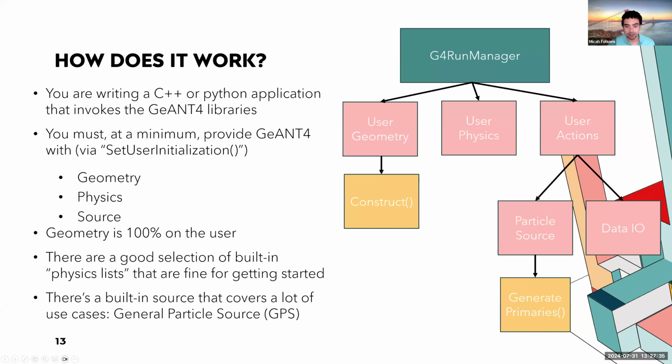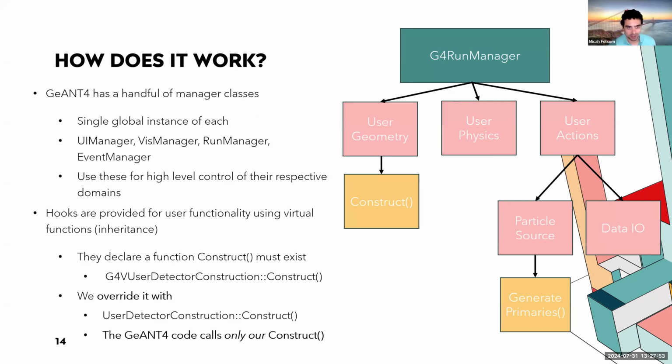And so the colors here are highlighting user-defined classes in pink, and then the hook functions in yellow. And what happens is you override Geant4's construct function. Instead of calling its construct function, it calls your code, and then your stuff happens. And that's kind of the general theme for how this all works.